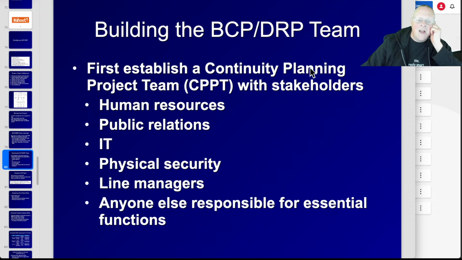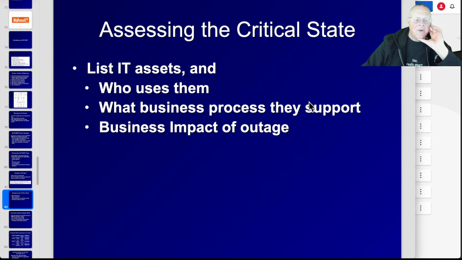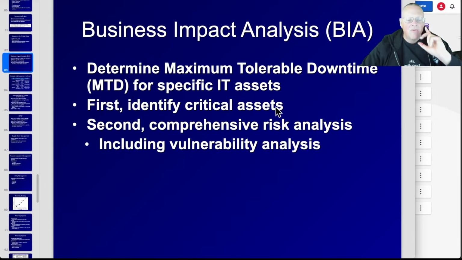You build your team, so you make a continuity planning team with all the stakeholders to figure out how all these parts of the business are going to be affected by disasters and how to cope with it. Then you decide what assets to protect. Then you assess the critical state. What would happen if this part of the business was out? How long could it be out without threatening the business? That's the business impact analysis. It determines the maximum tolerable downtime for all the various assets. And then you have a risk analysis.